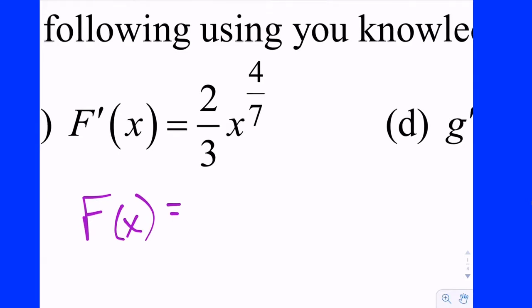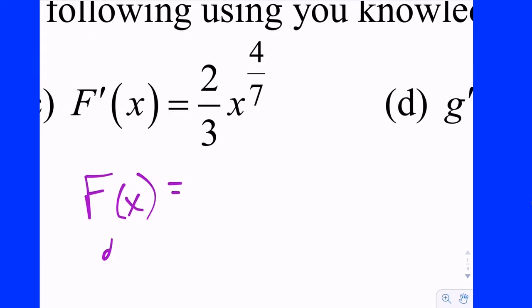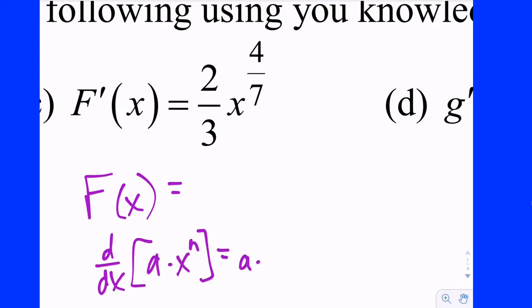Well, let's see what we know about going forward. When we take the derivative using the power rule, it's of the form a times x to the n. We multiply first, right? A times n, and then we subtract 1 to get our new exponent. When we're doing the antiderivative, we're not multiplying and subtracting. We're going in reverse, right? So if the last thing we did on the power rule was subtract 1, the first thing we could do when finding the antiderivative is add 1. So 4/7, when I add 1, gives me 11/7.